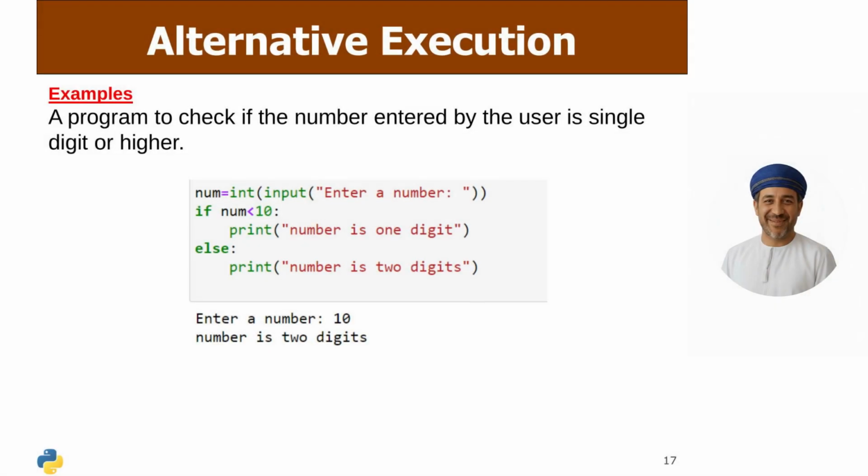To determine if a number is single digit, check if it's between 0 and 9. If true, print single digit number. Otherwise, print higher than single digit. This simple logic helps in categorizing numbers efficiently, enhancing user input validation in programming.